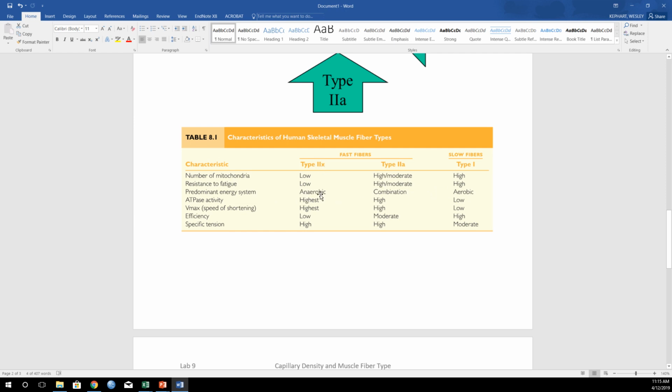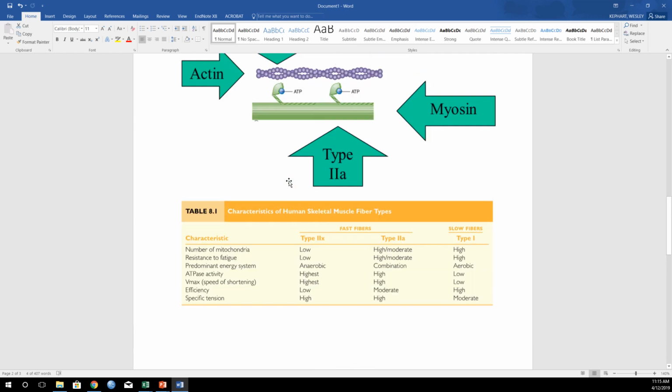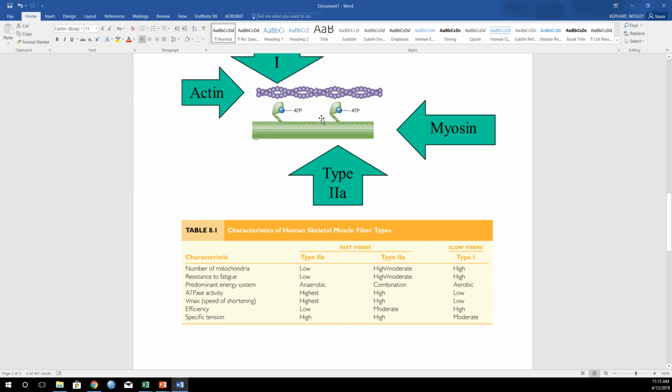So type 2X is mostly anaerobic, so the creatine phosphate system and also anaerobic glycolysis. Over on this end, aerobic, so oxidative phosphorylation for type 1. Type 2A is kind of in the middle, a little bit more towards anaerobic glycolysis and things like that, though. There's a couple of other things here like ATPase activity, how quickly this enzyme actually catalyzes that reaction of ATP to ADP and Pi.